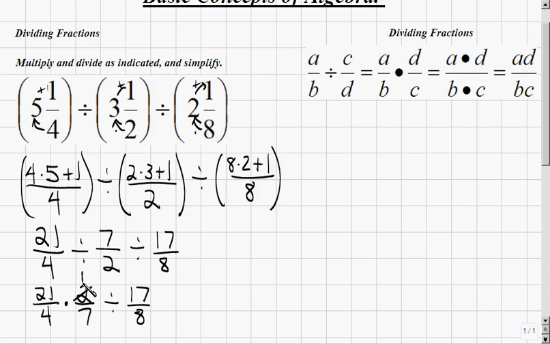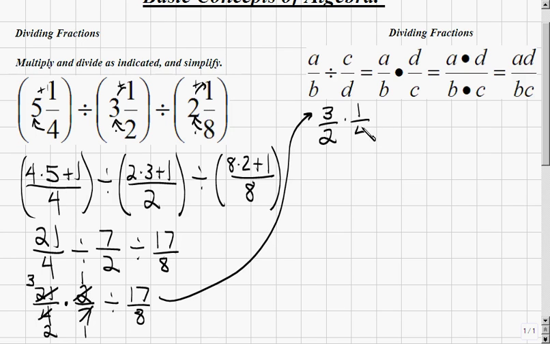since 2 divides into itself once and into 4 twice, and also 7 divides into itself once and into 21 3 times. Writing that up here, this becomes 3 over 2 multiplied by 1 over 1, and we'll then divide this result by 17 over 8. So 3 times 1 is 3 over 2 times 1 is 2 divided by 17 over 8.